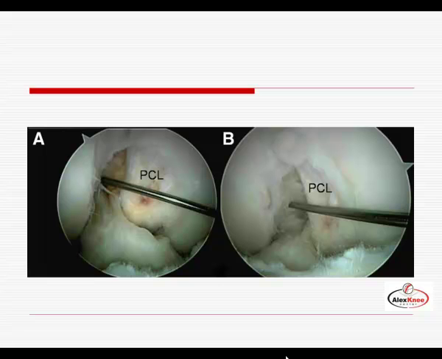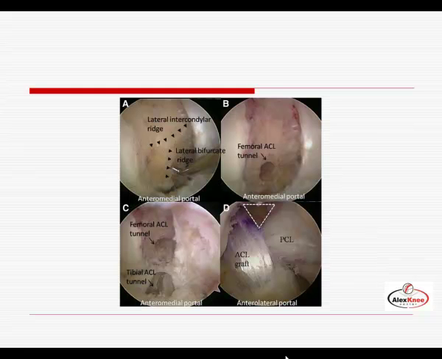If you are going to do single bundle reconstruction, you put it just at the bifurcate ridge between the anteriorly located PL and the posteriorly located AM at the distal part of the medial surface of the lateral femoral condyle.